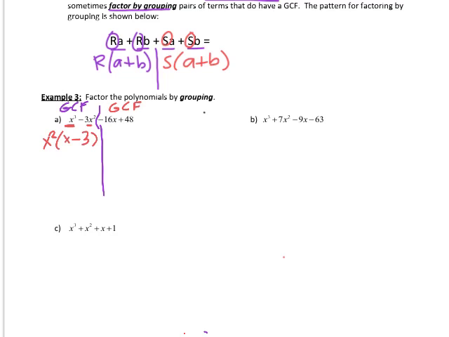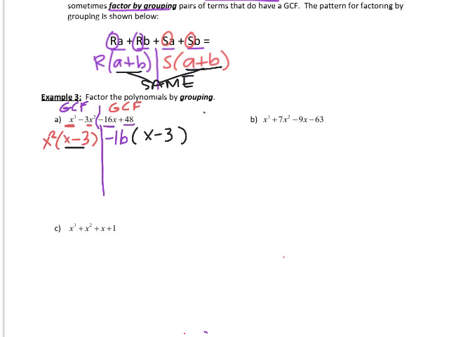Now, here's the key. If you notice up here, I have a plus b and a plus b. These must be the same. So the information that goes inside the two binomials has to be the same information. So we already know on the right-hand side that x minus 3 is going to be what we leave inside of there. So what is going to be the greatest common factor on the left-hand side? Well, it looks like it's going to be negative 16, because negative 16 is common in 48, and it's common in the negative 16x.